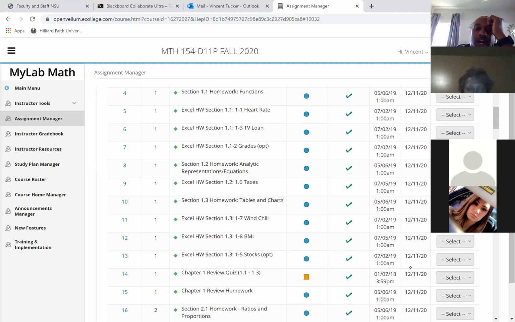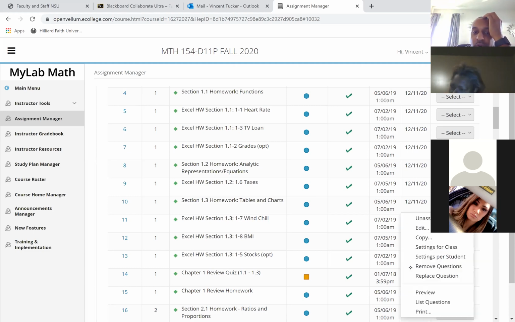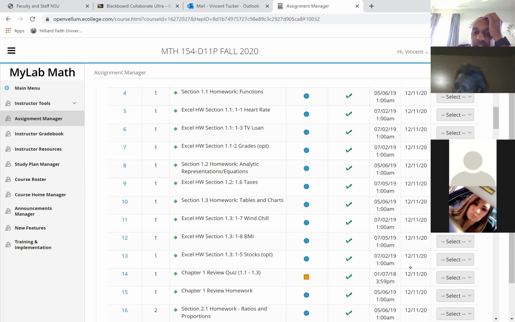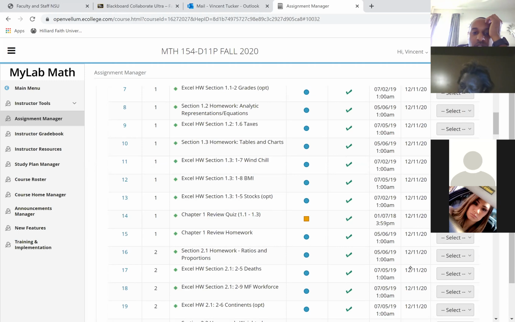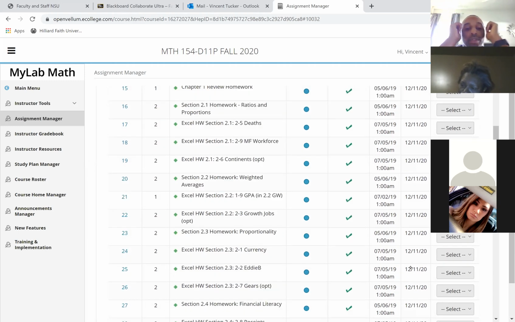You know what I mean? So I'm giving you flexibility to be able to do these assignments, but what I'm requiring is just one Excel assignment in between your homework. So here you have 1.3 homework, and then you have this review that you have to do. There are 3 Excel assignments in between there. Do at least one of them. So there's at least one Excel assignment in between each one of your actual MyMathLab assignments.